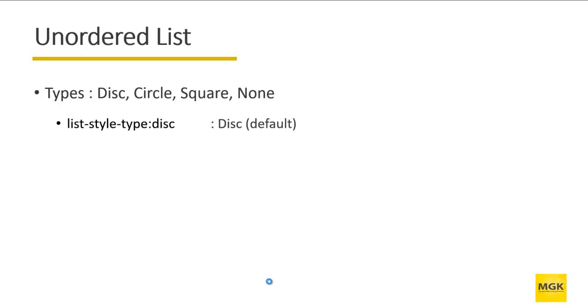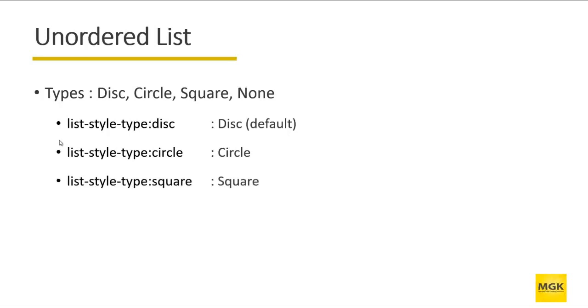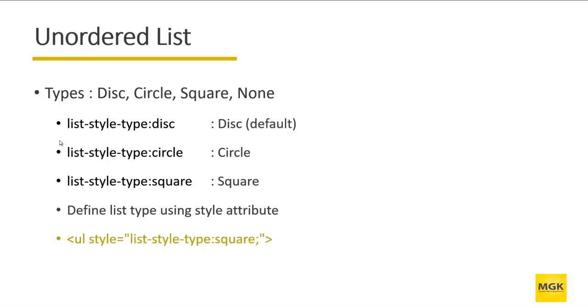You can create the list type with the help of list-style-type. If we define list-style-type disc, it will show a round disc, as you can see here. Circle will be a circle, but with no fill inside the bullet. And there will be square. You define the list type using the style attribute. So this is the example. In the ul tag you have to define styles. This is something like inline CSS. We will discuss it later in the CSS video tutorials.